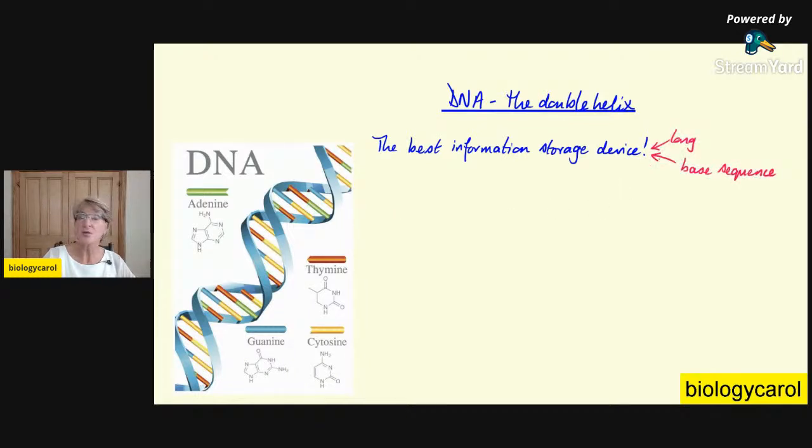It is long, so it can store a lot of information. And it is by the base sequence that it is stored. So instead of digital being that sequence of zeros and ones, here we have a sequence of these 4 bases. And we're going to talk about how that works in a minute. But just to get you going about how remarkable DNA is, I hope that helps you understand it.